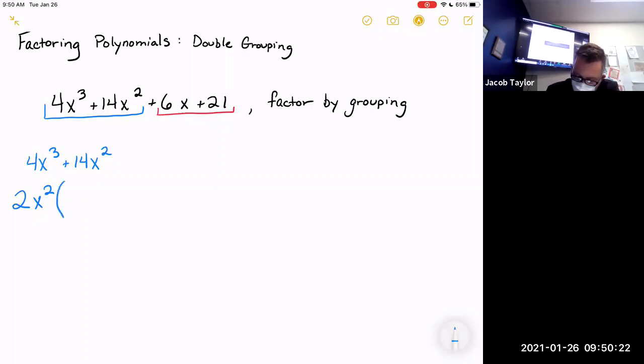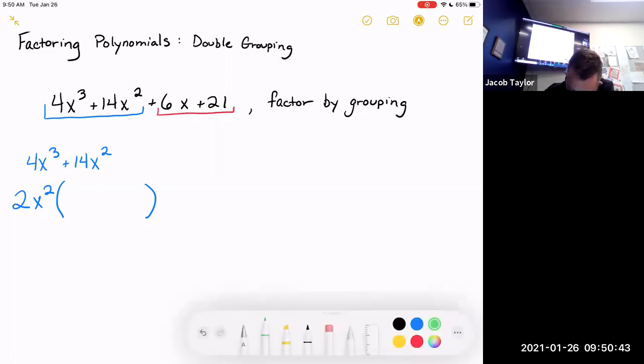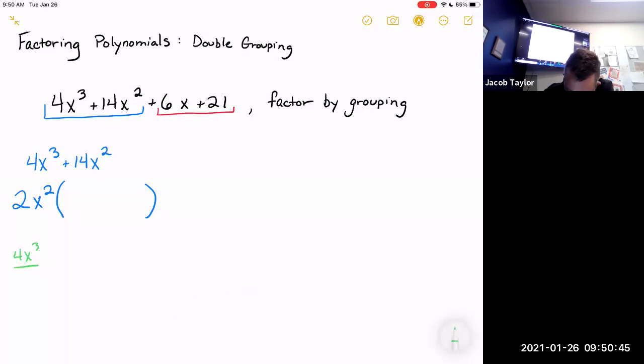Okay. So after I factor out the greatest common factor of 2x squared, let's go back to what we learned about how to do with the GCF last time. What's left in my parentheses after I pull out the greatest common factor? Oh, you're multiplying. We divide. What's 4x cubed divided by 2x squared? Yep, 2x. 4 divided by 2 is 2. X cubed divided by x squared is x.